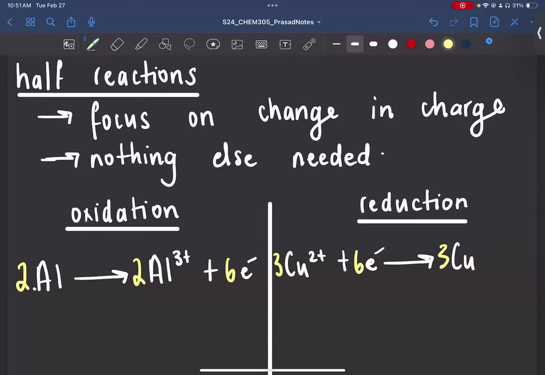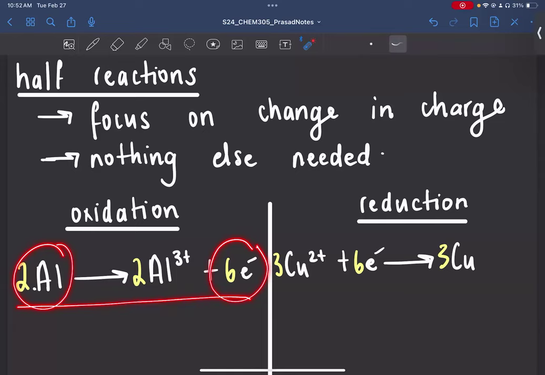So you remember earlier I said redox involves a direct transfer of electrons. One reactant gains, one reactant loses. From this equation, you can see aluminum loses 6 electrons, and those same 6 electrons get added to the copper. That is why balancing the half reactions is also important, because it clearly states and shows where those electrons are coming from and how many are there in total.